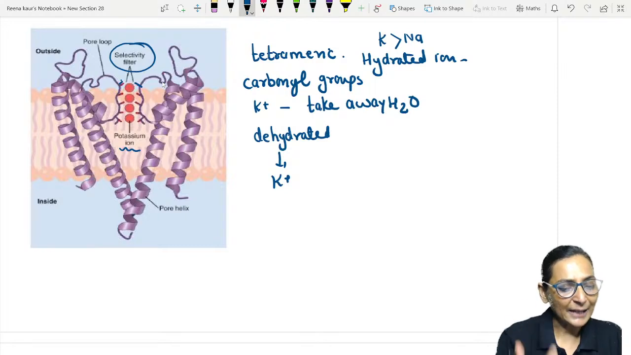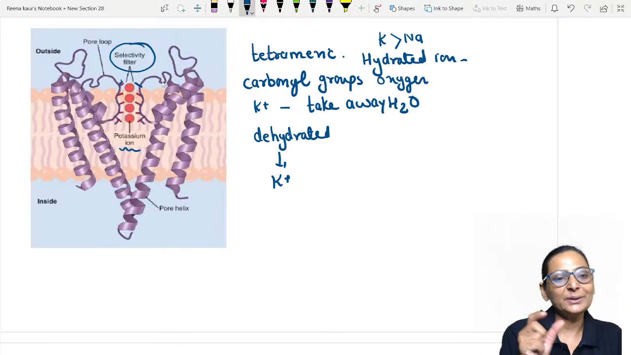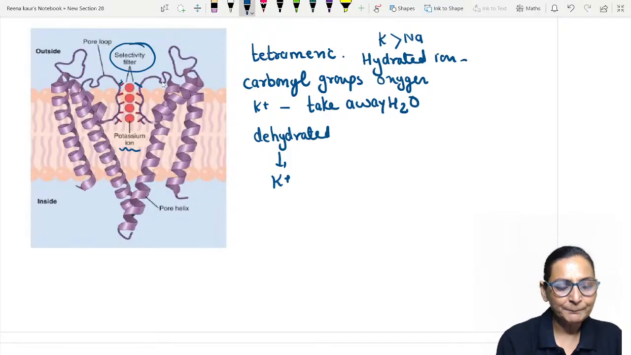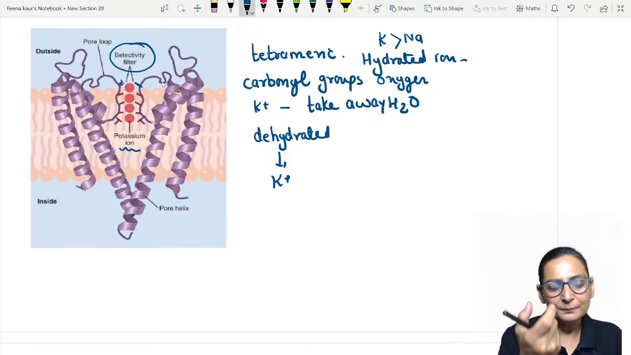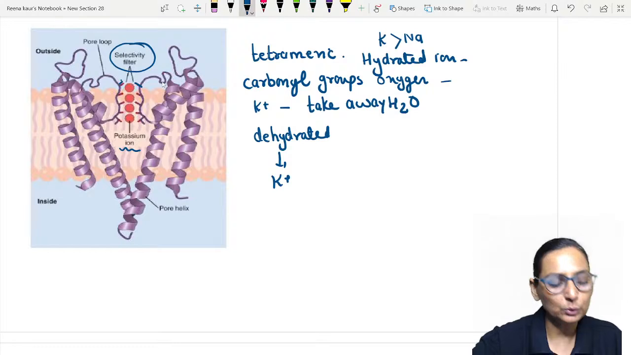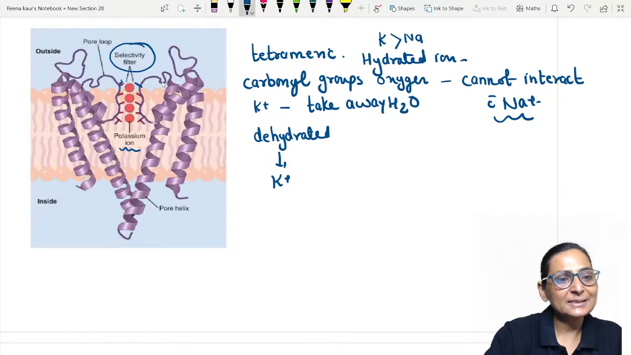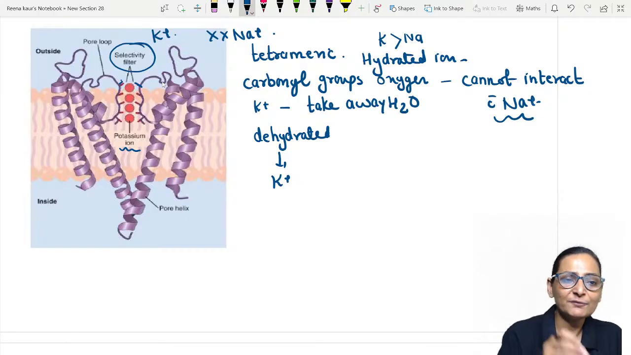So the carbonyl atoms or the carbonyl oxygens, you can say the carbonyl oxygen which is attached to the selectivity filter, they remove the water molecule from the potassium. ठीक है, और वो हाइड्रेटेड वाला फिर आराम से उस पोर के थ्रू चला जाता है. लेकिन जब सोडियम को अंदर जाना होता है, दैट कार्बोनिल ऑक्सीजन्स दे आर नॉट एबल टू इंटरैक्ट विथ सोडियम. So these carbonyl groups or the carbonyl oxygens, they cannot interact with sodium. So because they cannot interact with sodium, this selectivity filter will only allow potassium and it will not allow sodium. So this is how the selectivity is there for the channels for a particular ion.